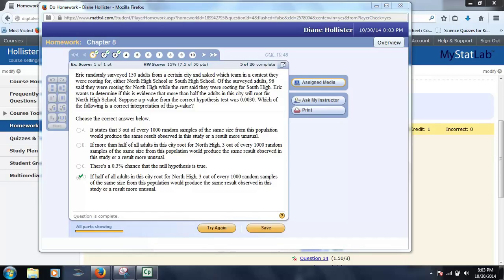This first question in your homework asks about the correct meaning of a p-value of 0.003. The answer is already selected here. A p-value of 0.003, or 3,000th, indicates that 3 out of every 1,000 random samples of the same size from the same population would produce the same result, or a result more unusual.